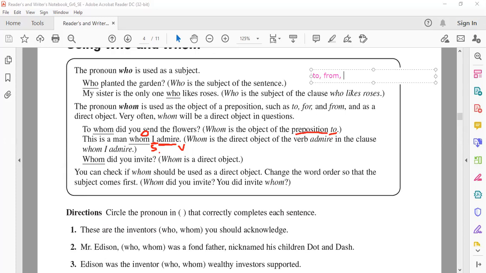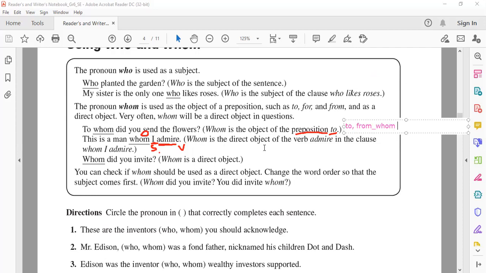If you find a preposition in a sentence, and I put a dash after it, you will immediately put whom in it. Because the object that comes after the preposition will always be whom. It will be an object for a preposition. So the first situation for whom is that it comes after a preposition. If you have any sentence with a preposition, then immediately put whom. This is the first situation.